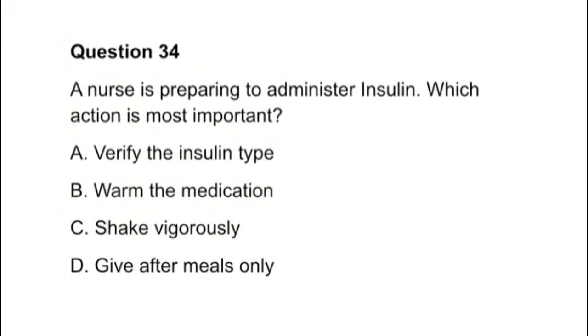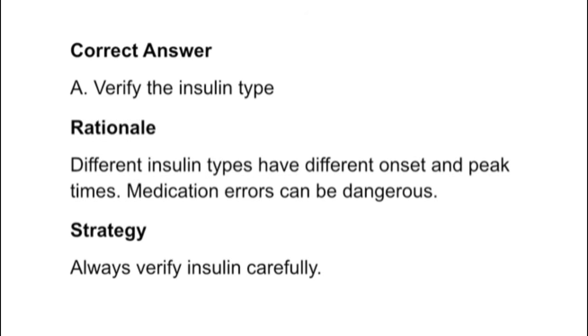Question 34. A nurse is preparing to administer insulin. Which action is most important? A. Verify the insulin type. B. Warm the medication. C. Shake vigorously. D. Give after meals only. Correct answer. A. Verify the insulin type. Rationale. Different insulin types have different onset and peak times. Medication errors can be dangerous. Strategy. Always verify insulin carefully.